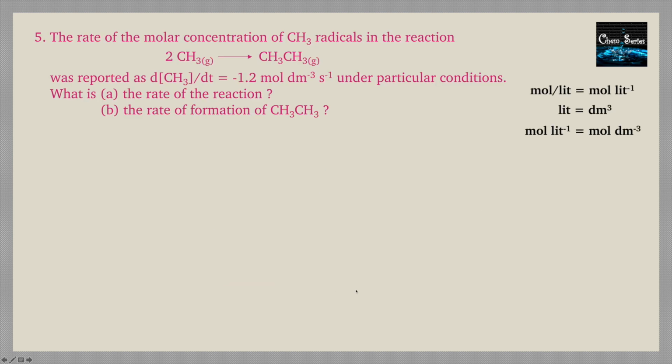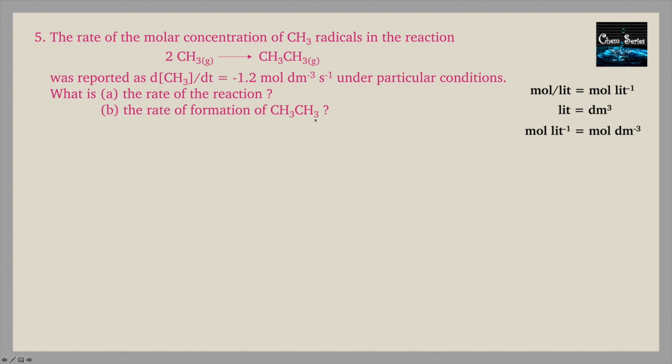Okay, now coming to the fifth problem. The rate of molar concentration of CH3 radicals in the reaction 2CH3 giving CH3CH3 was reported as d[CH3]/dt equal to minus 1.2 mole decimeter^-3 second^-1 under particular conditions. What is the rate of the reaction and what is the rate of formation of CH3CH3?